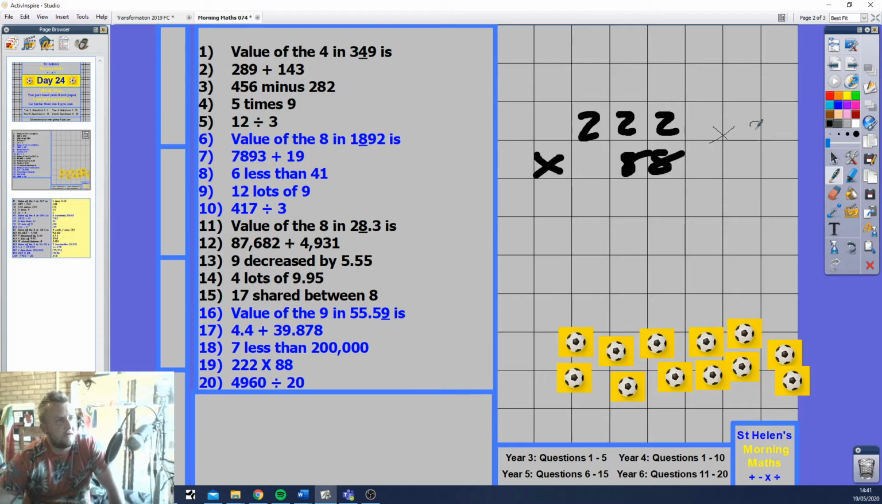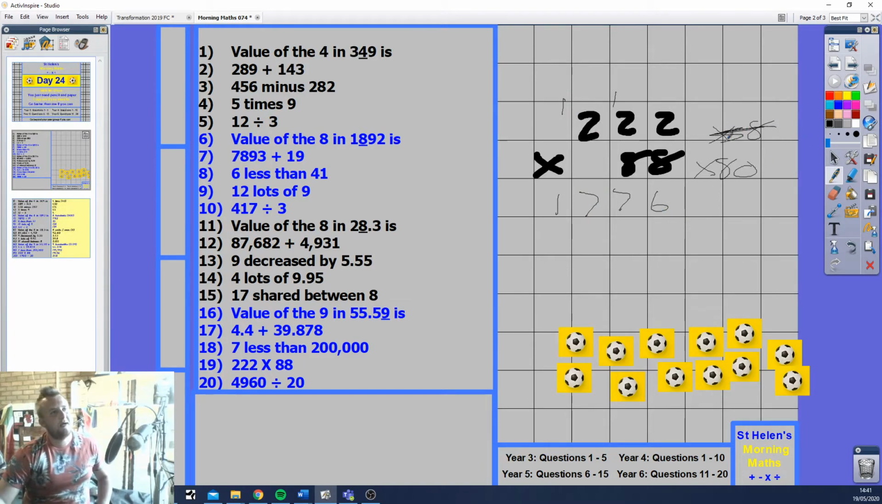Remember, I'm multiplying by 8, and I'm multiplying by 80. So I'm multiplying by 8, and I'm multiplying by 80. 2 times 8 is 16, plus 1 is 17. Go again, another 1 here. 8 times 2 is 16 again, plus 1 is 17.